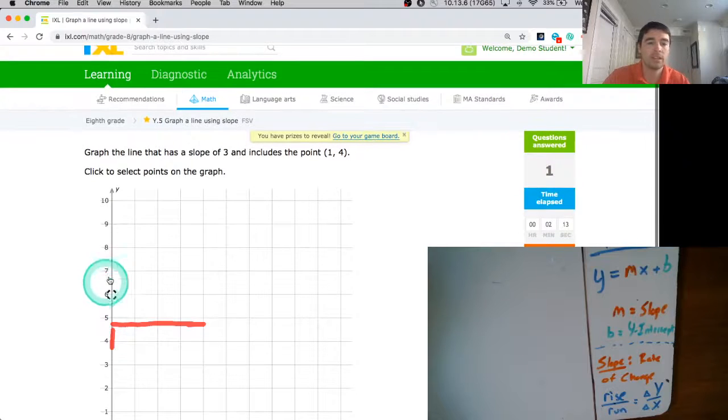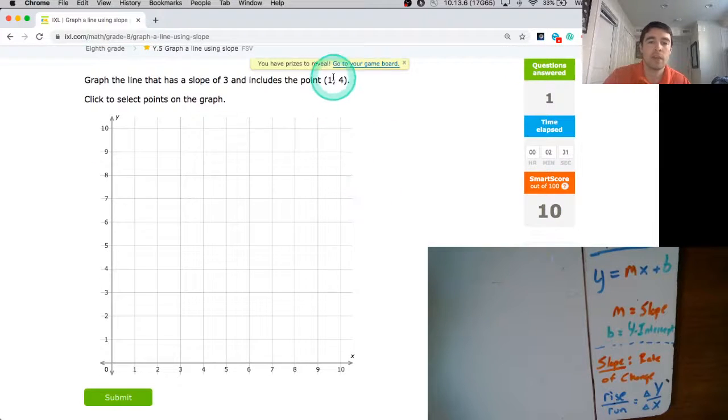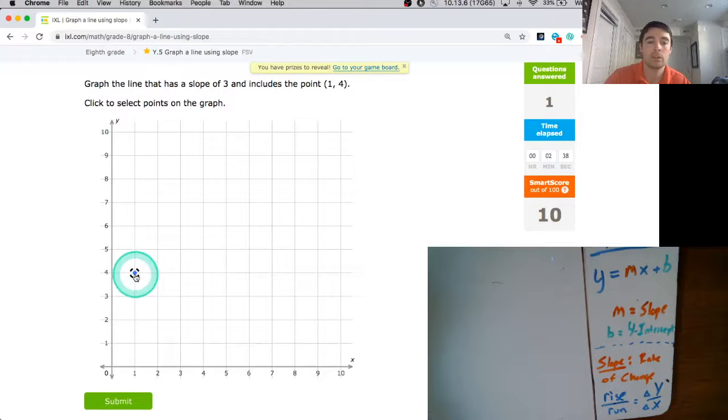For our next example, they ask us to graph a line that has a slope of 3, or 3 over 1, and it also includes the point 1 and 4. Recall that the first value, that 1, represents my x and the 4 represents my y value. So I'm going to first graph that 1 for x, that 4 for y. Here's 1 for x, go up 4. This point right here where my mouse currently is is the point 1 and 4.